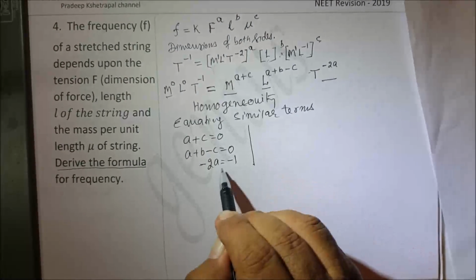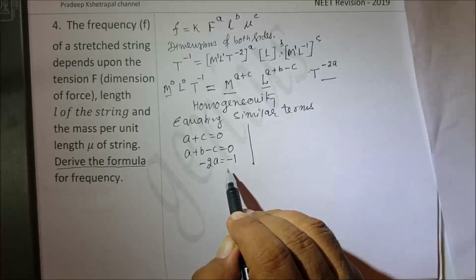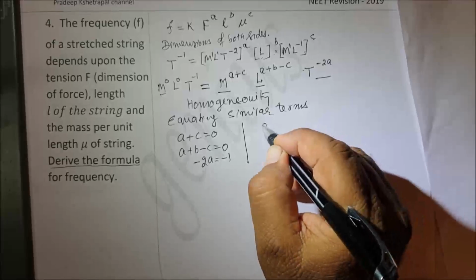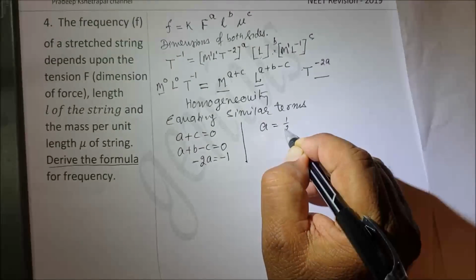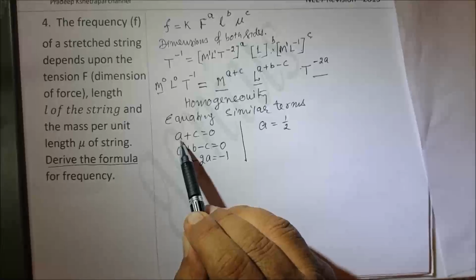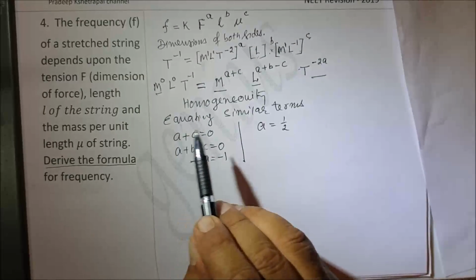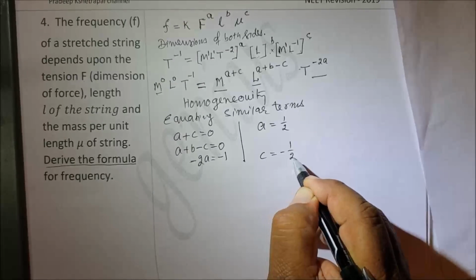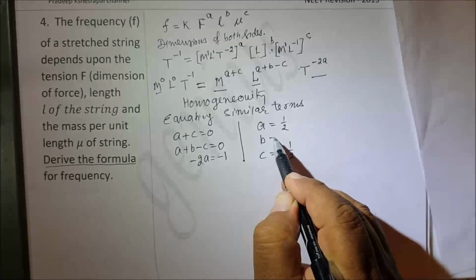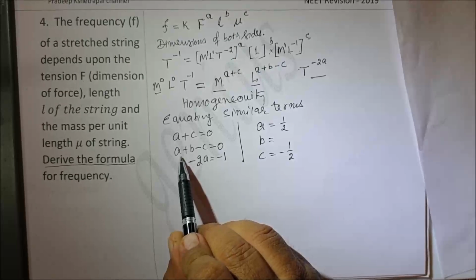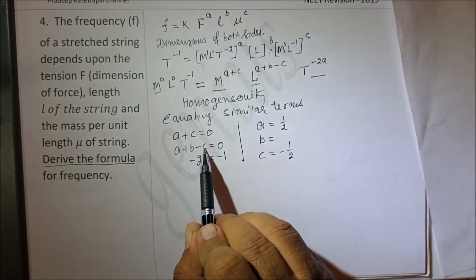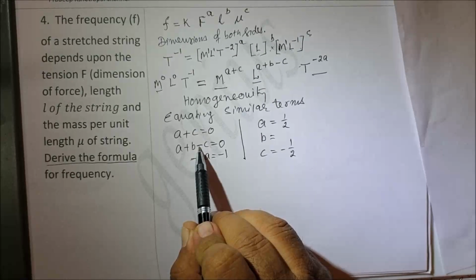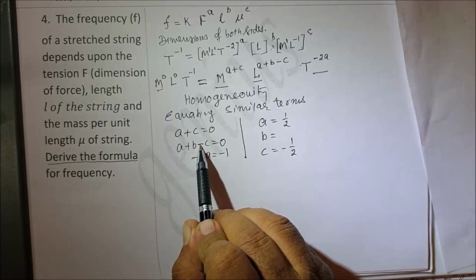Now we are going to solve it here. This is the easiest one. Minus 2A is equal to minus 1, 2A is equal to 1. So A is equal to 1 by 2. If I put that A here, 1 by 2, then C becomes minus 1 by 2. C is equal to minus 1 by 2. Now B. If I put A here as plus 1 by 2, C here as minus 1 by 2, plus 1 by 2 minus minus 1 by 2, that will become plus 1 by 2.